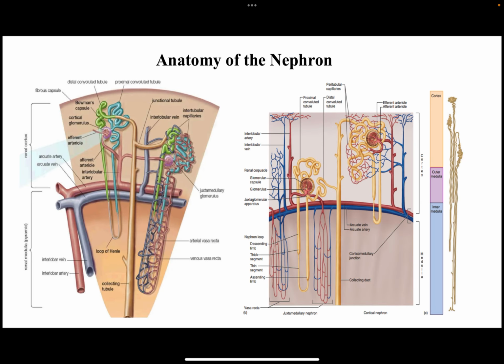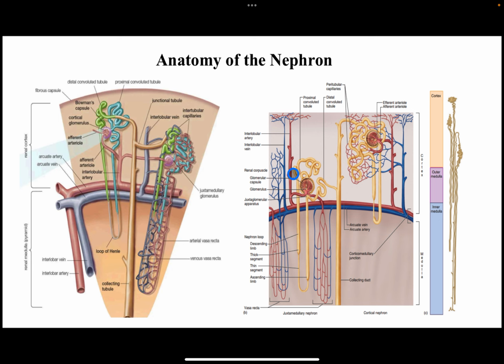Now let's look at the nephron from a different perspective, to look at some other key characteristics. This diagram is showing the nephron, and we are looking at the two main types. The cortical nephron has a greater portion of its tubules or loops within the cortex. If you look at this nephron, you can see a greater portion of its tubules are within the cortex.